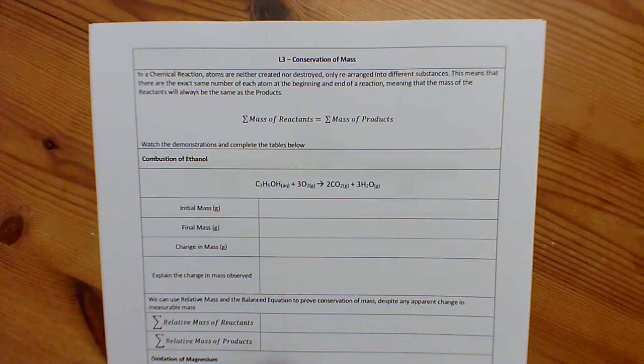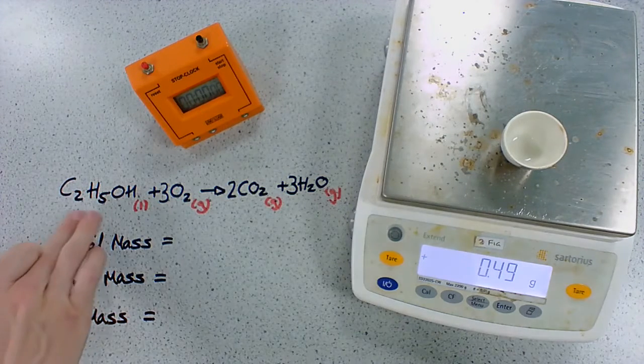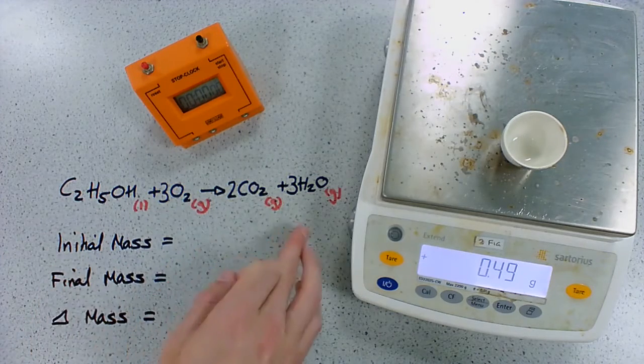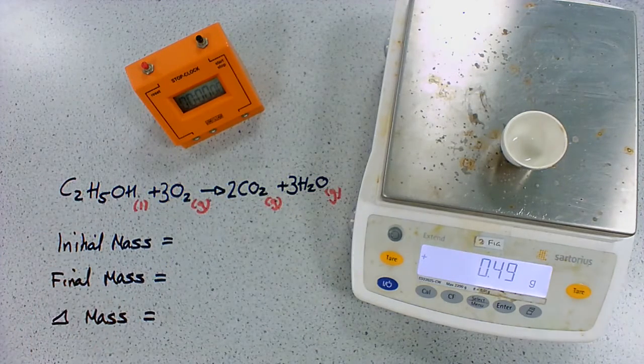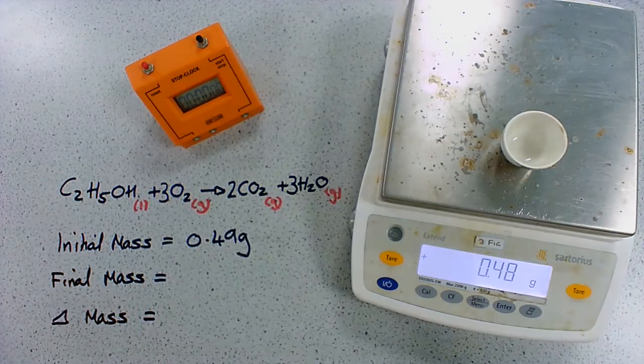So the first one we're going to look at is the combustion of ethanol, where we're going to combust some ethanol on a balance and look at how the mass changes over time. The first reaction we're going to look at is the combustion of ethanol. So we have ethanol reacting with oxygen, producing carbon dioxide and water. So our starting mass is 0.49 grams. We're going to start the reaction and we're going to look at what happens to the mass over time.